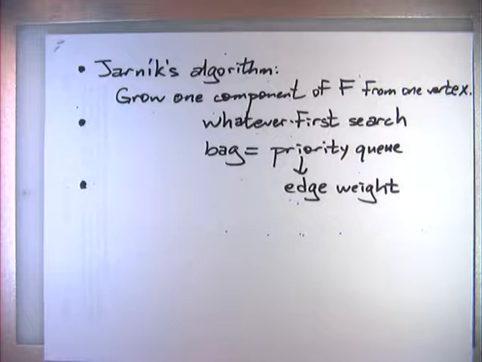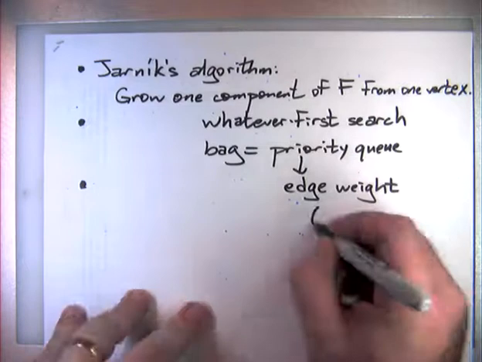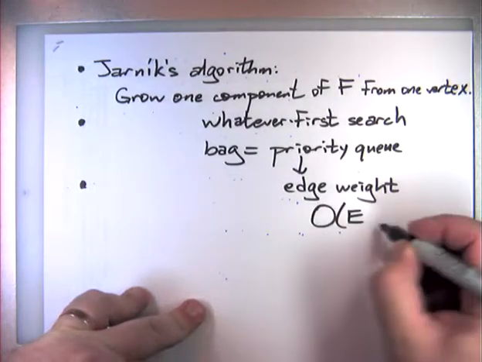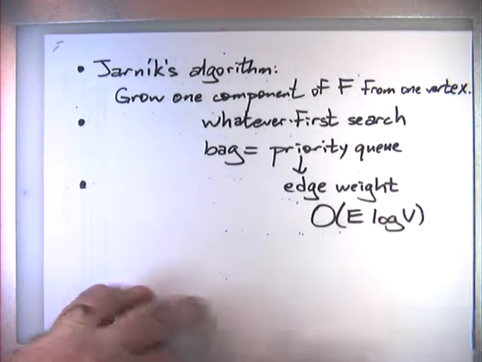You're done. It's correct because I'm only ever adding safe edges to F, and I just proved that that works. It's fast because you're just doing whatever-first search, but at each step you're doing some priority queue operations. So in the end, assuming the graph is connected, this algorithm is going to run in something like E log V time.